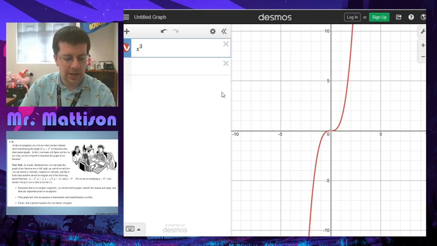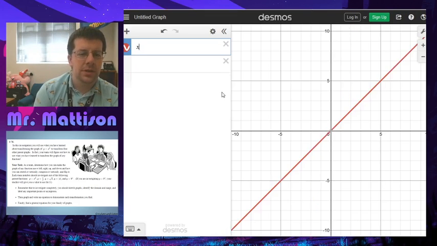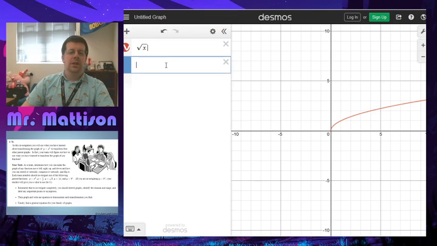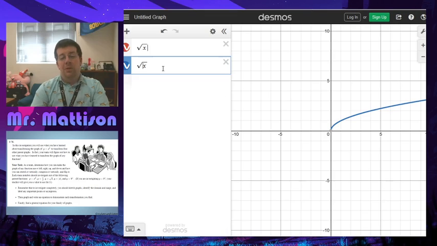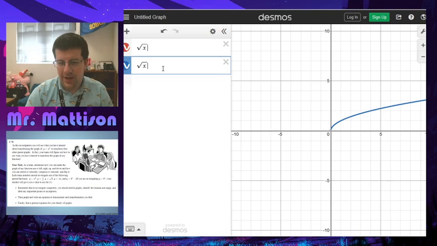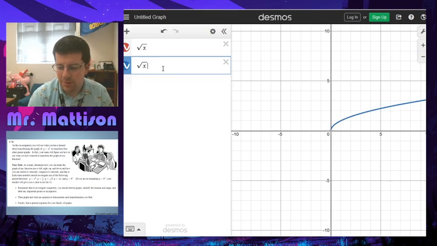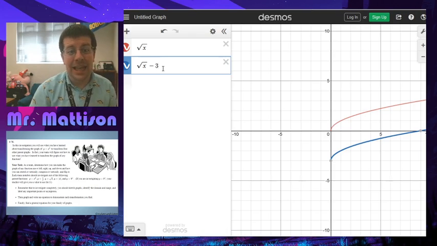Let's do the square root of x. There we go. Okay. So if I want this to move up 5, well, again, I put plus 5 on the end of it, and now it moves up 5. What if I want it to move down 3? Well, minus 3 on the end, hey, it moves down 3. Also, it's the exact same thing as the last one was.